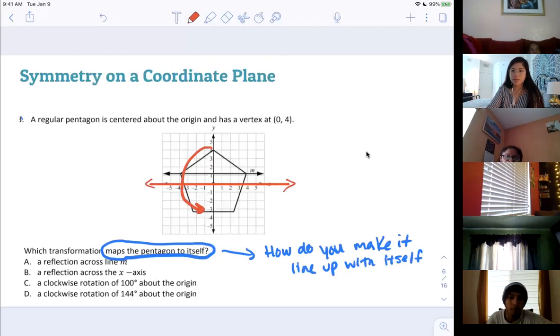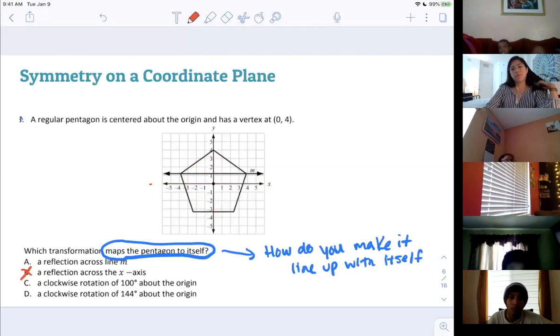So I see Perla saying no. Do we agree? Okay, right. The thing is, if you reflected it over the x-axis, you would end up with a pentagon that looks something more like this, right? So that would not line up at all. So now that's the wrong answer. So it's not going to go over the x-axis. Let's look at our other options. What do you guys think? I think it might be C.